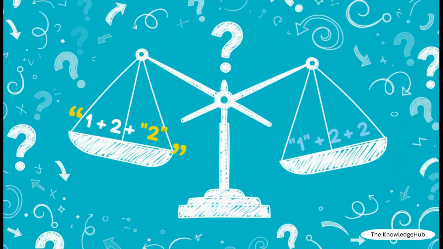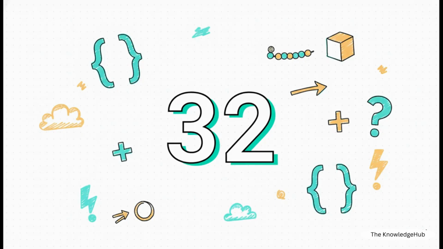So what about the second one? This time, the string is at the end. We start with numbers, 1 plus 2, and then we hit the string 2. You think the order makes the difference? Oh yeah, it absolutely does. The output here is 32.